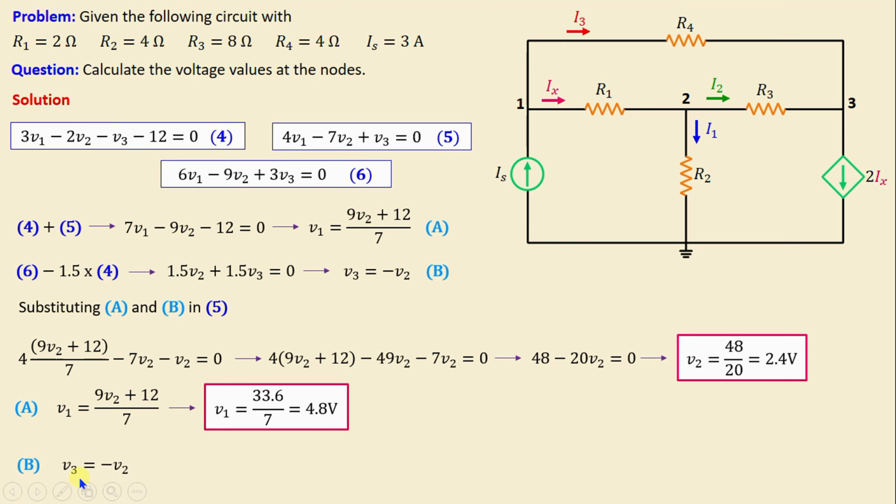Let's move on to B. We know that V3 is equal to negative V2, and that means V3 is equal to negative 2.4 volt. And after completing the calculations, we conduct a simulation using SPICE to verify our results. Now let's proceed to the SPICE environment.